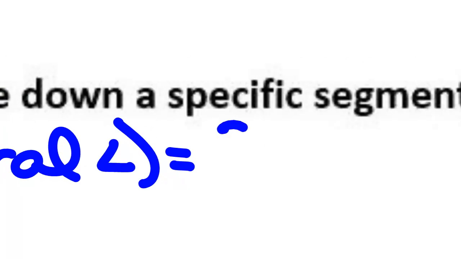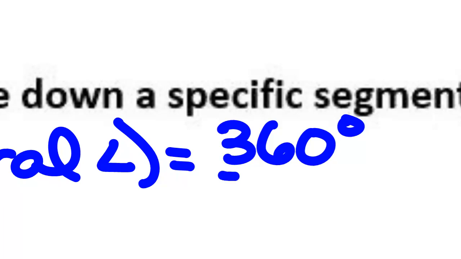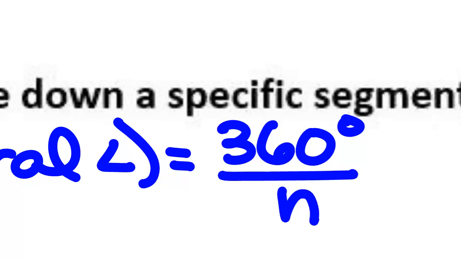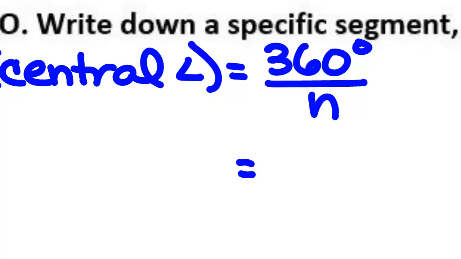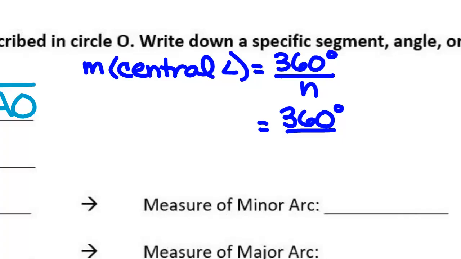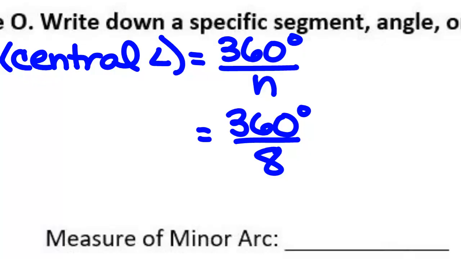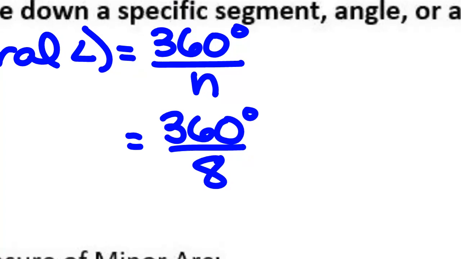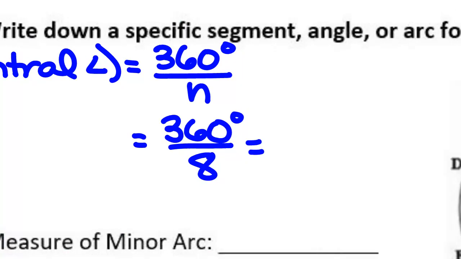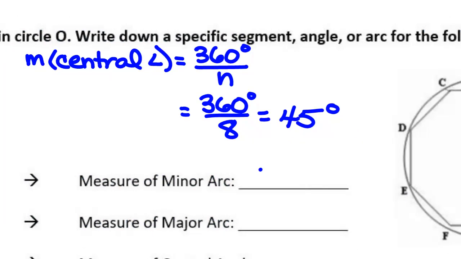And to find the measure for the central angle, we do 360 divided by the number of sides. So on this one, we would do 360 divided by what? How many sides does this shape have? 8. And what is 360 divided by 8? 45. So the measure of the minor arc is 45 degrees.